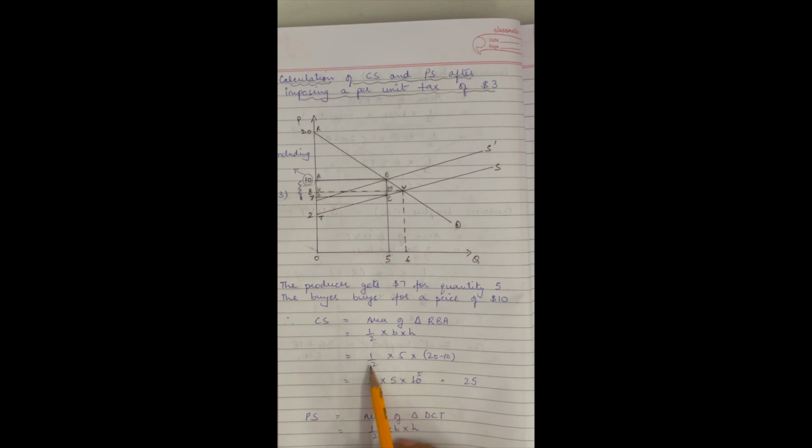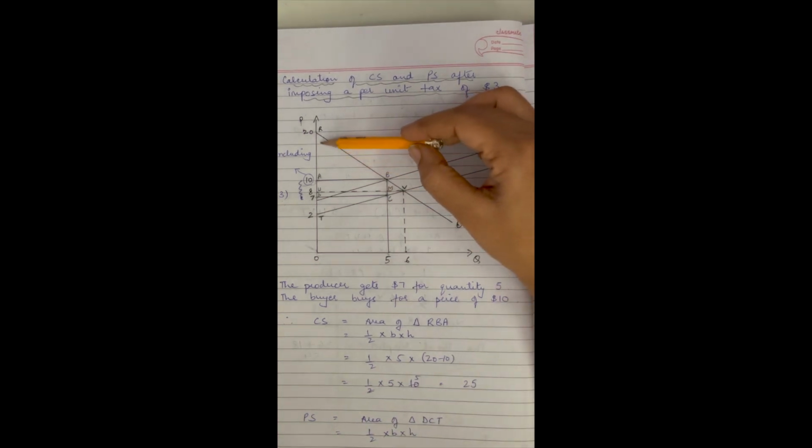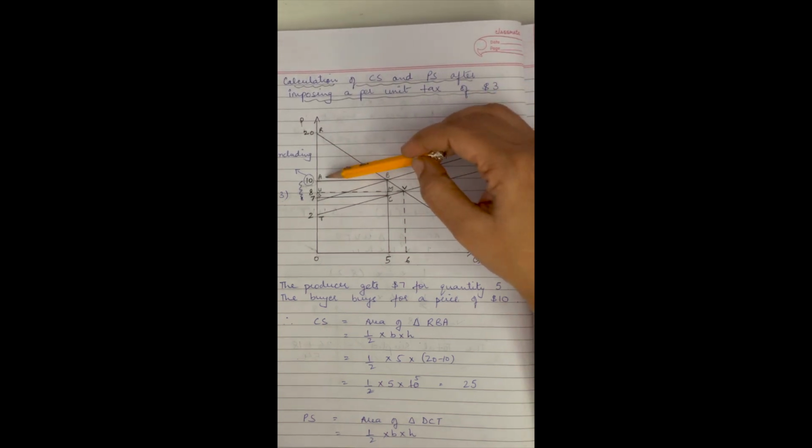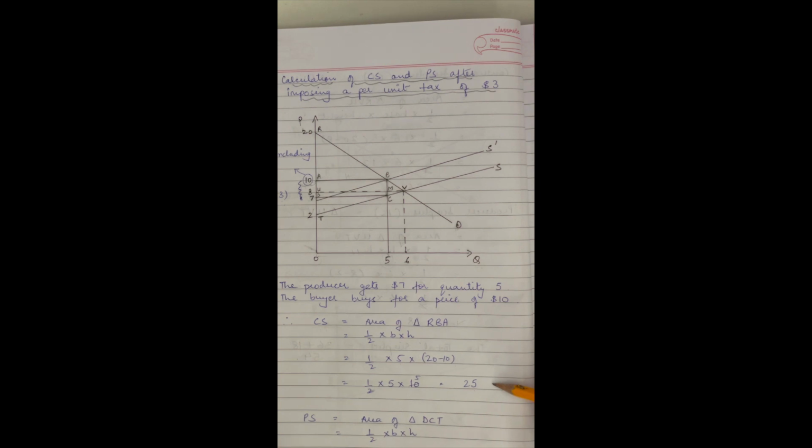Right, that's what I've written. So it's half into 5 into 20 minus 10, which is 10. So with all the cancellations, I get 25 as an answer. So the consumer surplus for RBA is 25. All right.